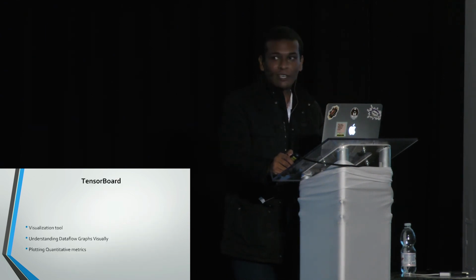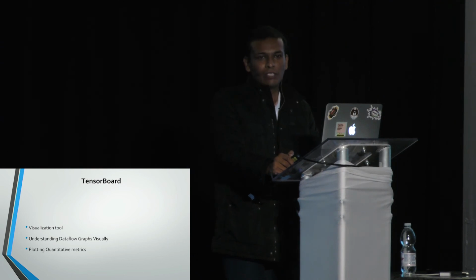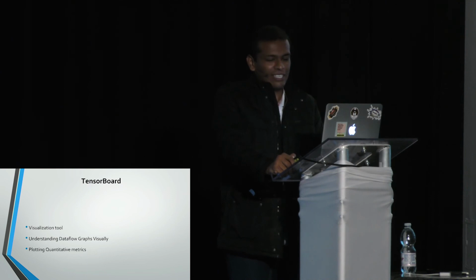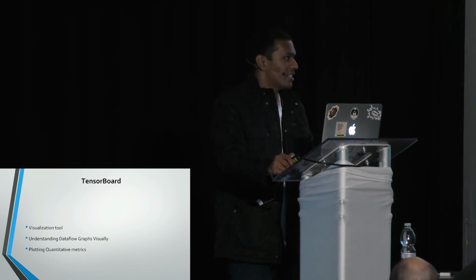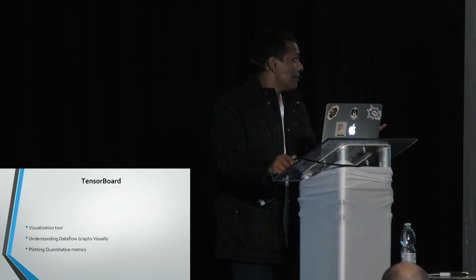Another cool thing that I'm going to be talking about is TensorBoard. So the thing about machine learning models is that when you look at the code, it's there, but you just want to know more. And to be able to understand even the code written by yourself better, you need a visualization tool. So TensorBoard is a tool for understanding your data flow graphs better, for visualization and plotting quantitative metrics.